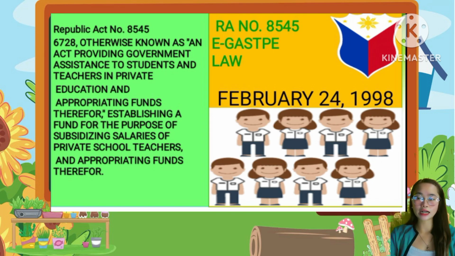So Republic Act number 8545, or the Amendment to the GASP Act, otherwise known as an act providing government assistance to students and teachers in private education and appropriating funds therefor, establishing a fund for the purpose of subsidizing salaries of private school teachers and appropriating funds therefor.